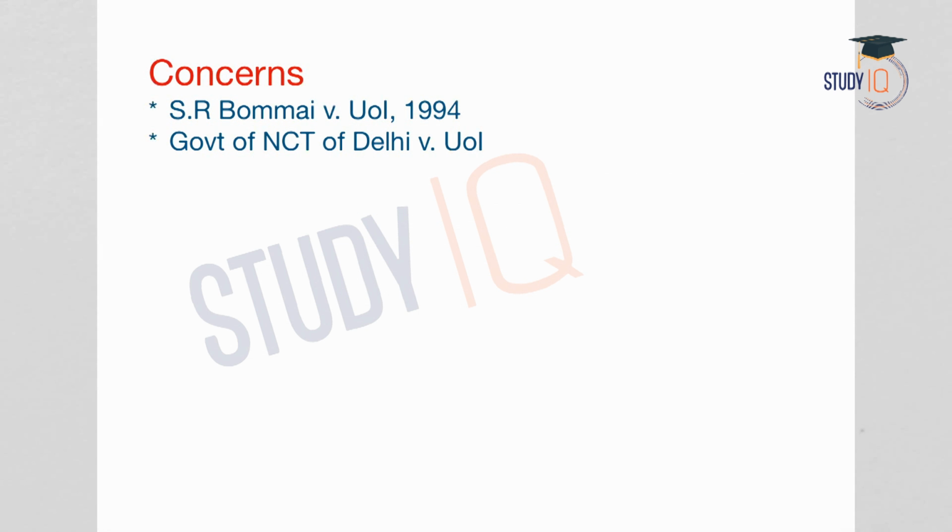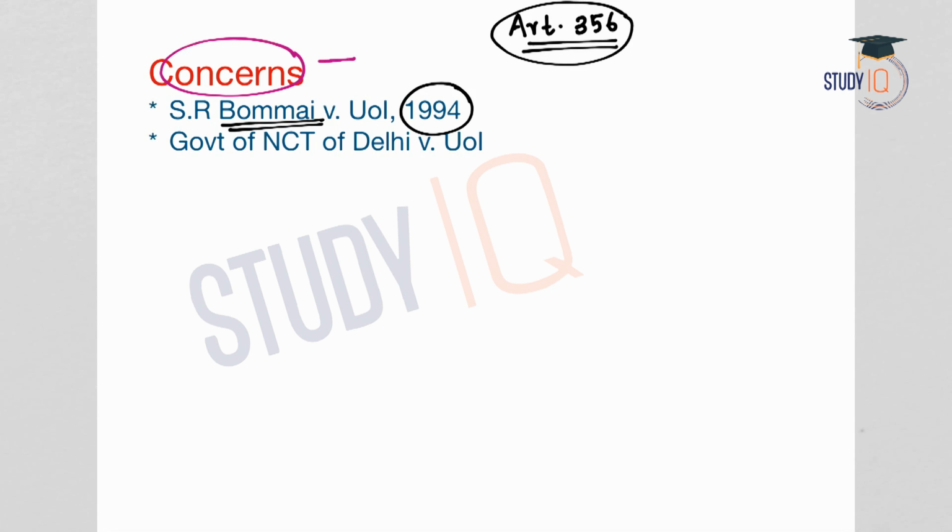Now we will understand the concerns regarding cooperative federalism in India. For that, let us understand two important Supreme Court judgments. The first one is S.R. Bommai versus Union of India, 1994. Let us understand what the case was. The S.R. Bommai versus Union of India 1994 case dealt with Article 356 of the Indian Constitution. The Supreme Court interpreted Article 356 of the Constitution. So what is Article 356 talking about? It is the power of the President to proclaim a state emergency.